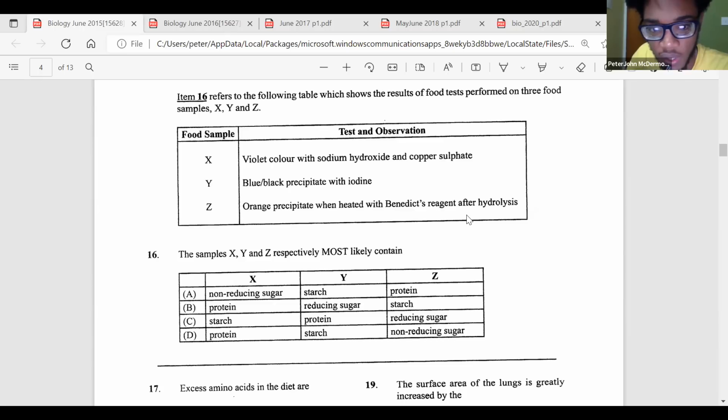So you guys said D, right? Yes, sir. I agree with you. All right, so violet color when heated with sodium hydroxide and copper sulfate. What's that combination actually called? Can anybody remind me what that protein reagent is called?